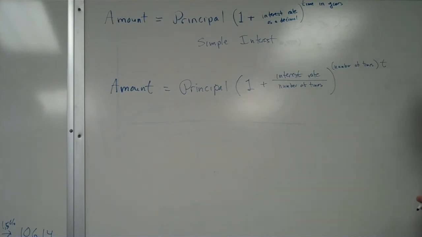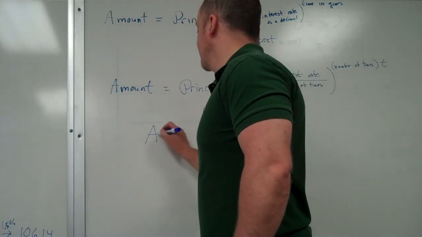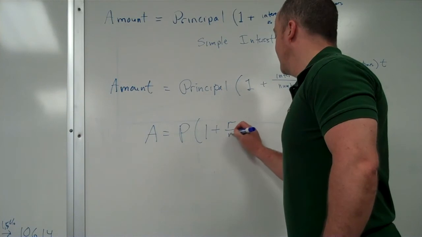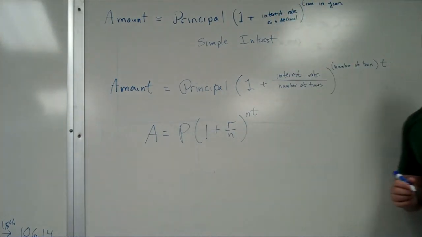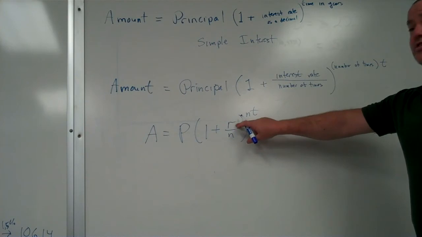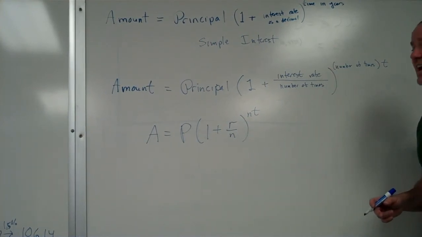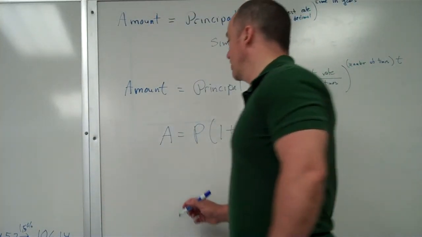Can I go to the bathroom? Not yet. Okay? So to write this more just as letters, it's the amount equals the principal times 1 plus the rate divided by n, raised to the number n times the time in years. And this is your compound interest formula. R is rate, yes. Interest rate.